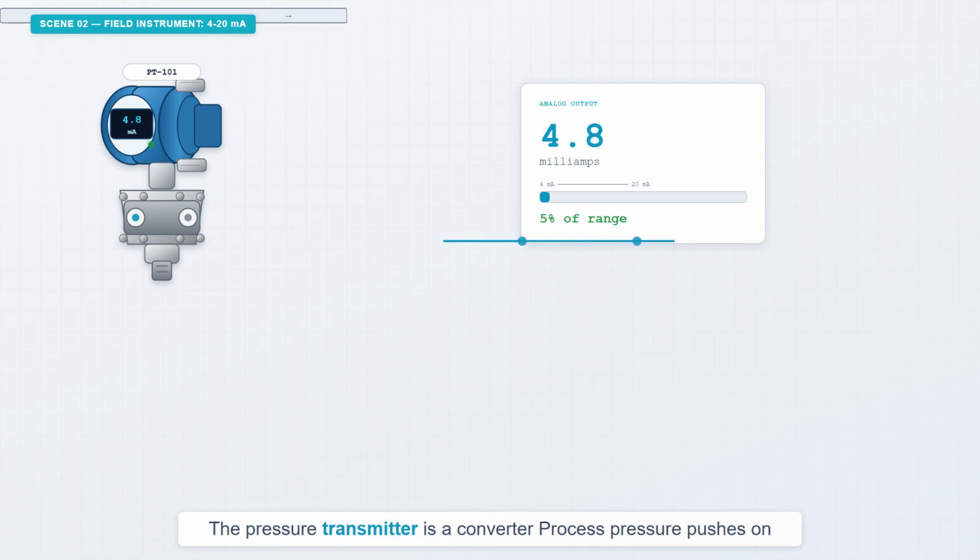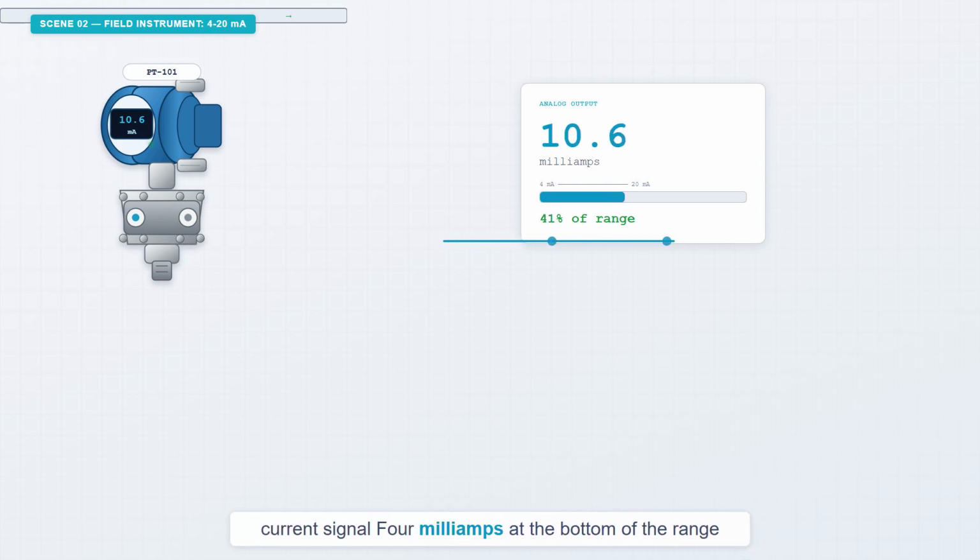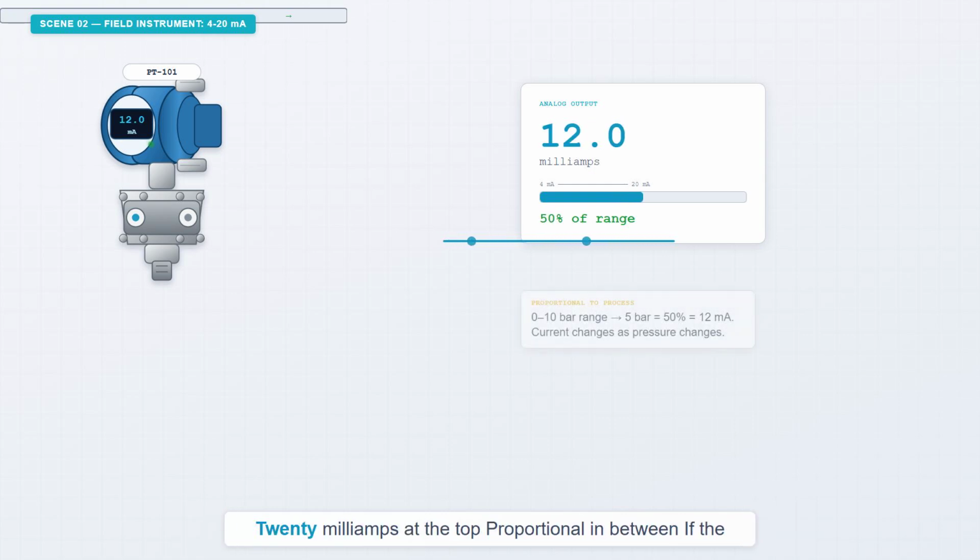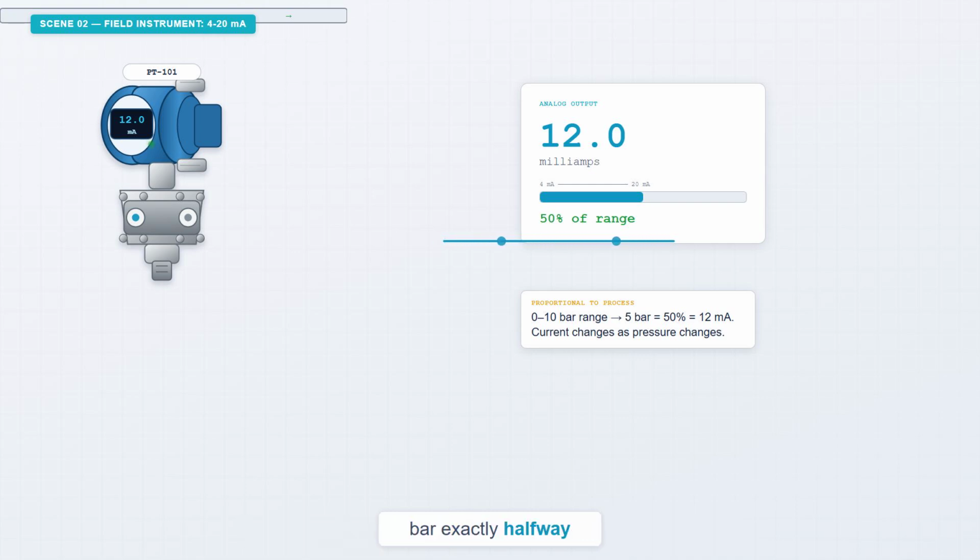The pressure transmitter is a converter. Process pressure pushes on a sensing diaphragm. Electronics measure that deflection and output a current signal. 4 milliamps at the bottom of the range, 20 milliamps at the top, proportional in between. If the range is 0 to 10 bar, 12 milliamps means 5 bar, exactly halfway.